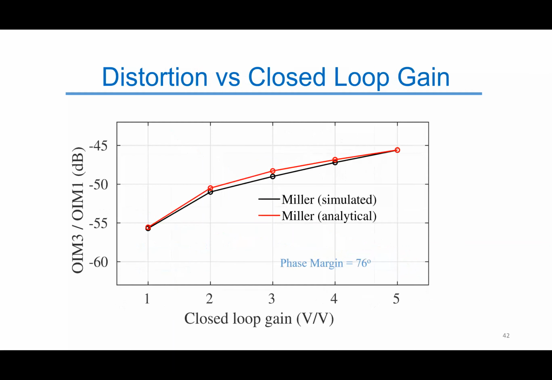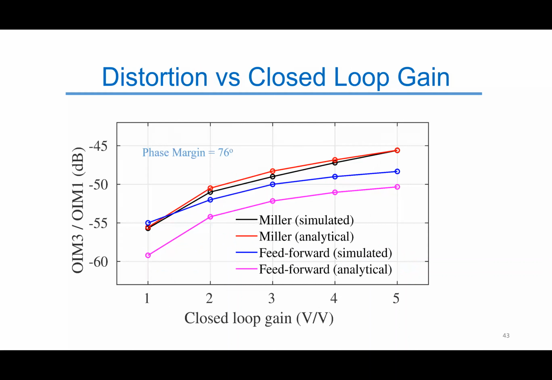This plot shows the OIM3 versus the closed loop gain of the Miller compensated op-amp for a phase margin of 76 degrees, and this shows the same for the feed-forward architecture. Again, note the relatively milder dependence of the feed-forward architecture on the closed loop gain with respect to its Miller counterpart.